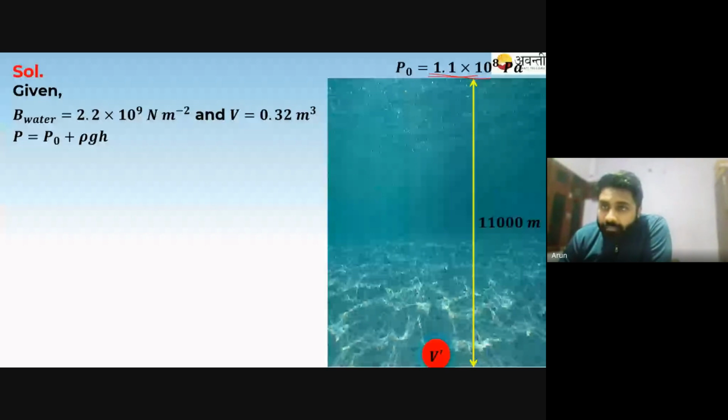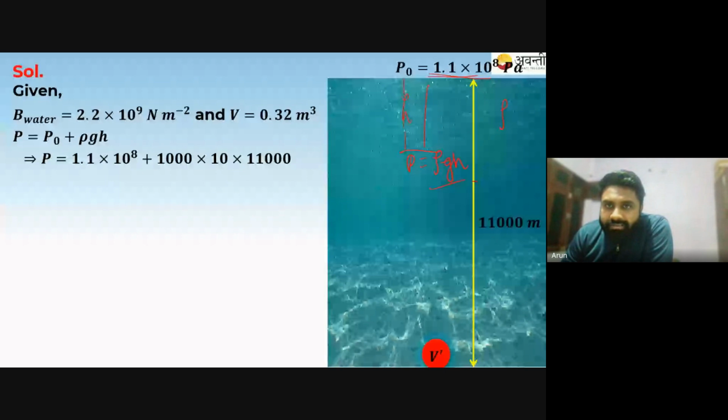Now pressure at this height will be atmospheric initial pressure plus rho gh. We move h height below in a liquid of density rho, the pressure at the end will be rho gh. Now you can calculate this. Initial P naught is given to you, 1.1 into 10 raised to the power 8. Rho gh: rho is 1000, g is 10, and h is 11,000. Now pressure, you have got it.